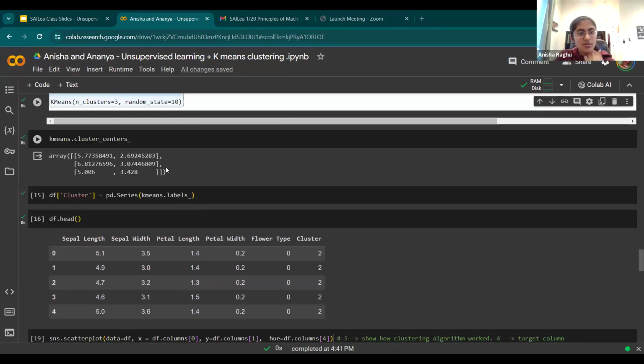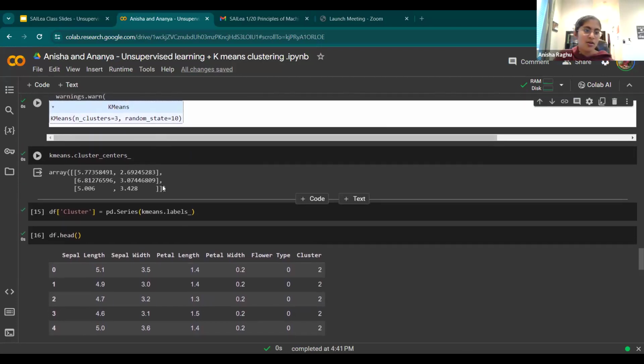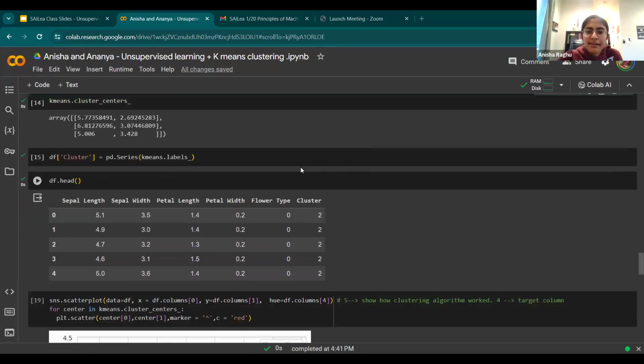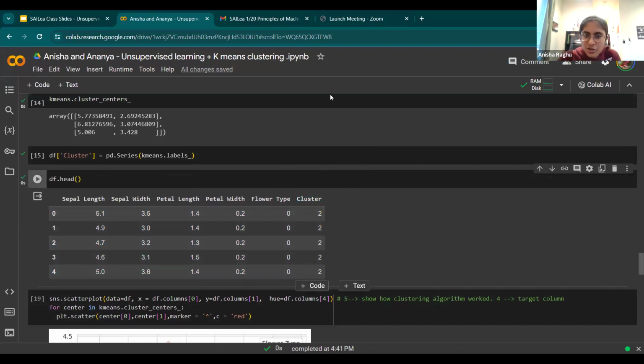So here we're just adding a column to our data set to signify what cluster that specific point was clustered into. This gives us a way to see what cluster each point is mapped to. As you can see over here, we added a new column called cluster, and the first 5 rows of our data set were all mapped to cluster 2.